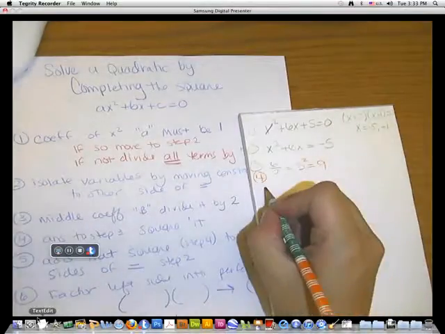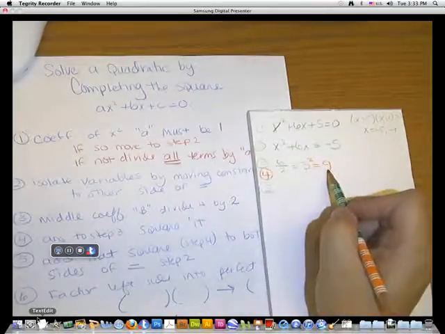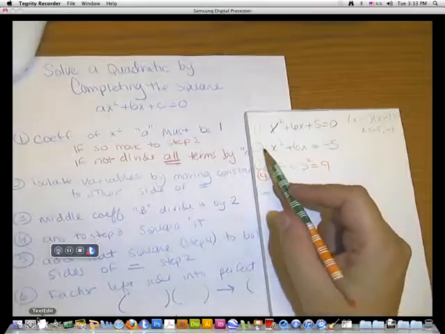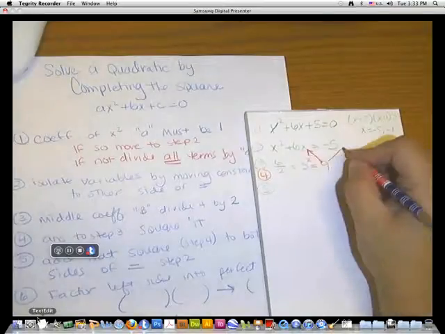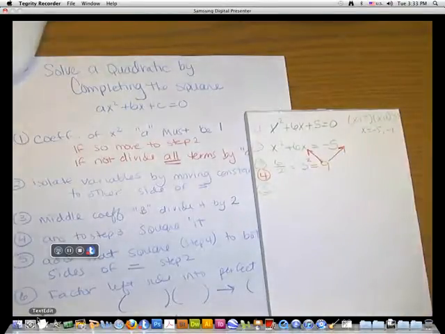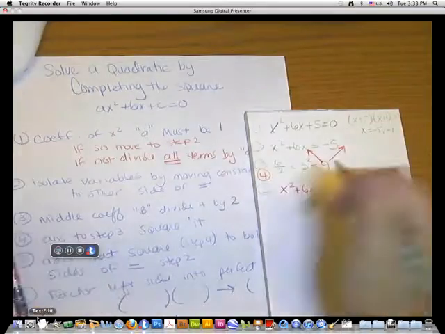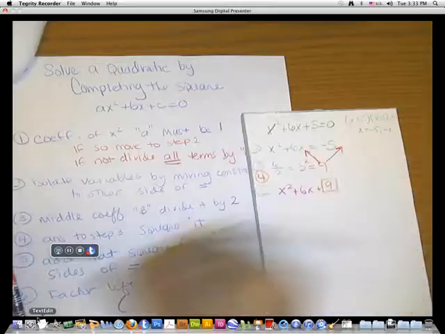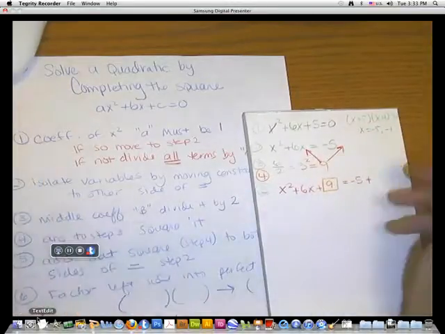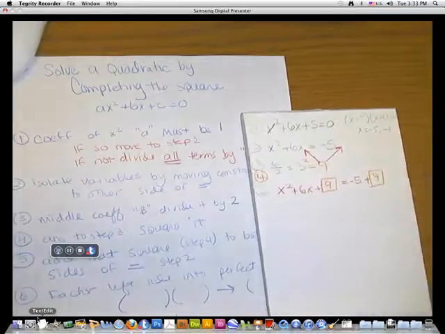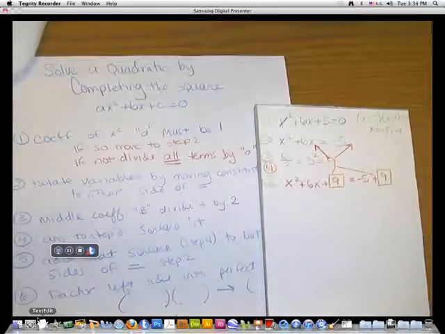Step 5 says we're going to take what we got when we squared it, and we're going to add it to both sides of what we did here in step 2. So we get x squared plus 6x, and it's always add, plus 9 equal to negative 5 plus 9. So notice, there it is. It's step 5. It's added to both sides.